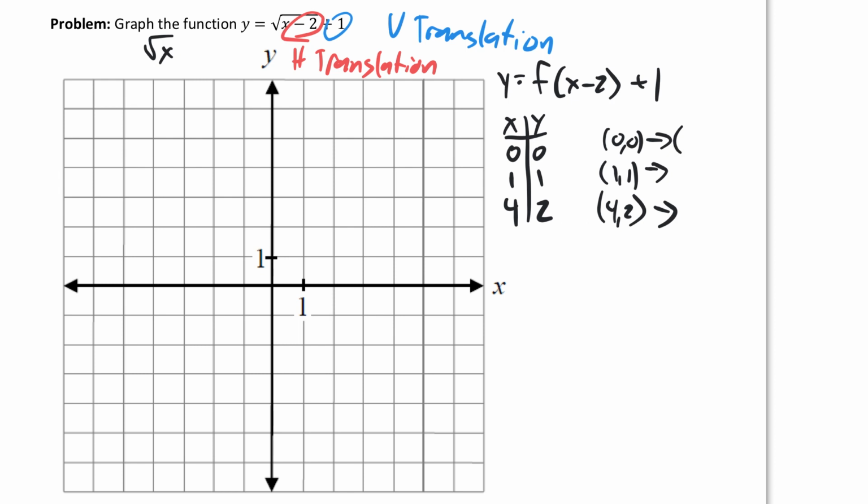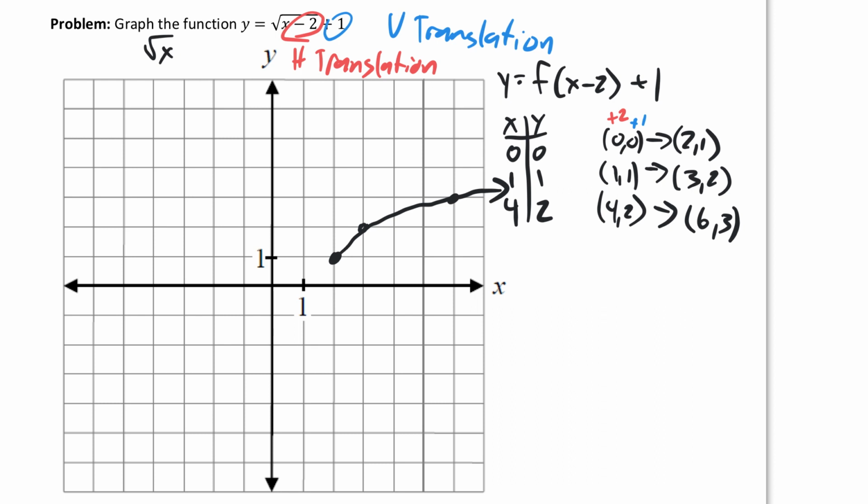So this becomes, well, I can write it right here. The x values are going to go up by 2, and the y values are going to go up by 1. So that becomes (2, 1). This becomes (3, 2). And here we get (6, 3). Now we take those points and we plot them on the graph. (2, 1), (3, 2), and (6, 3). Connect the dots, and we're good to go.